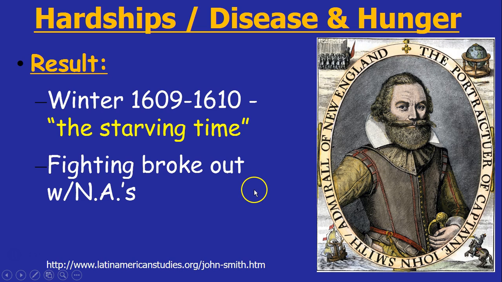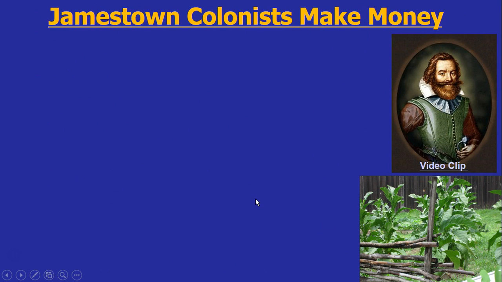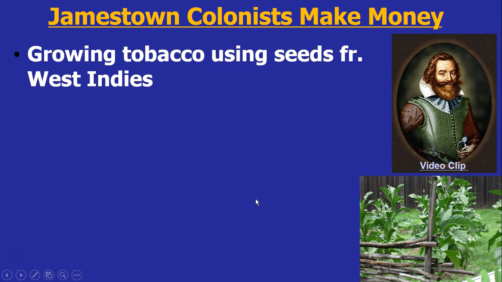Fighting breaks out with Native Americans as the settlers there encroach onto their lands, and they try to hunt on their lands, and they disturb the hunting patterns of the animals and movement patterns of the animals and things like that, and they get very hostile. When people get hungry, people get a little irritable, right? Well, this is in the extreme. So the success of this colony is very much up in the air, and they barely survived through the Starving Time in 1609 and 1610.